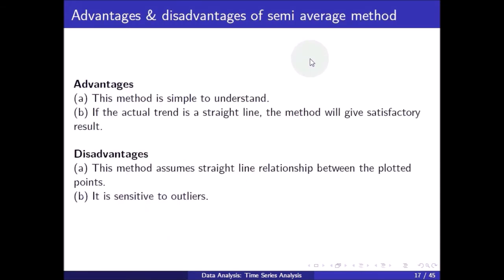Now advantages and disadvantages of the semi-average method. Advantages: this method is simple to understand. If the actual trend is a straight line, the method will give satisfactory results. Disadvantage: this method assumes a straight line relationship between the plotted points. It is sensitive to outliers.